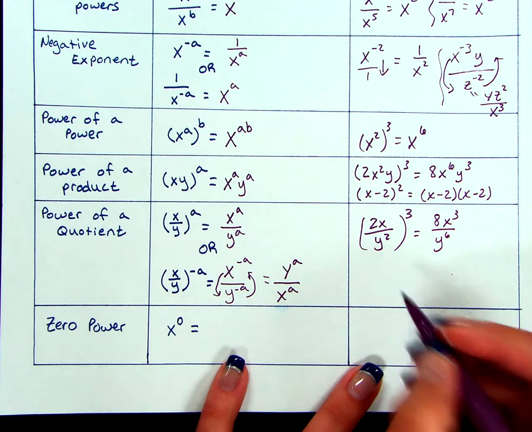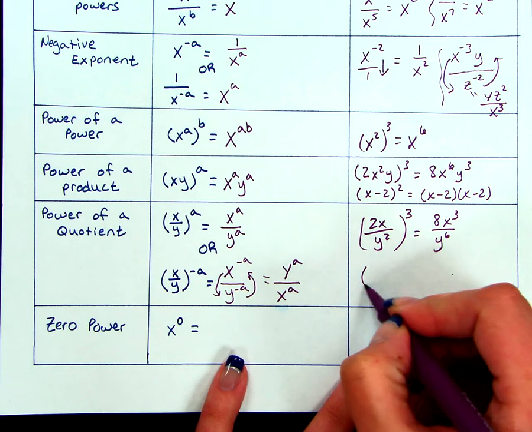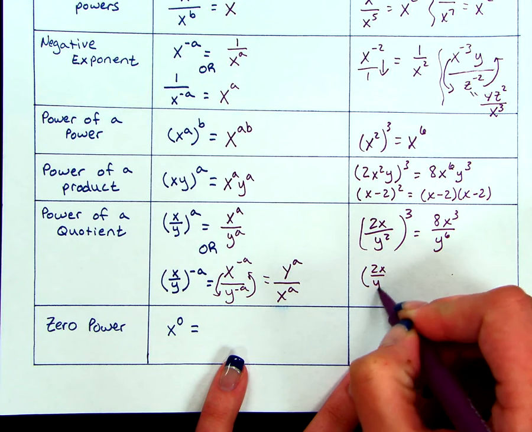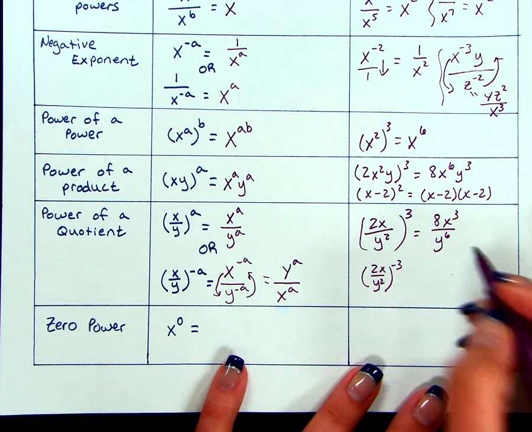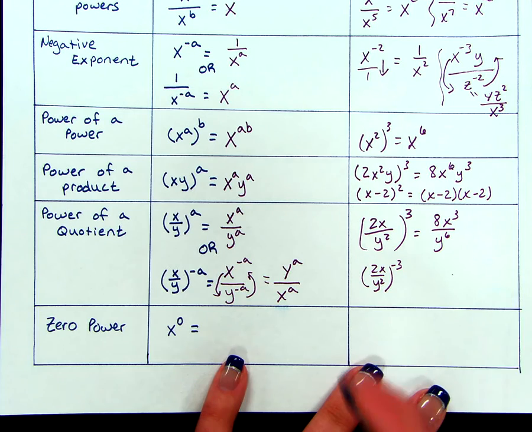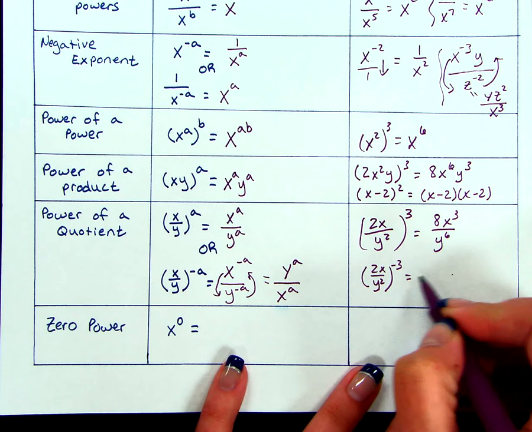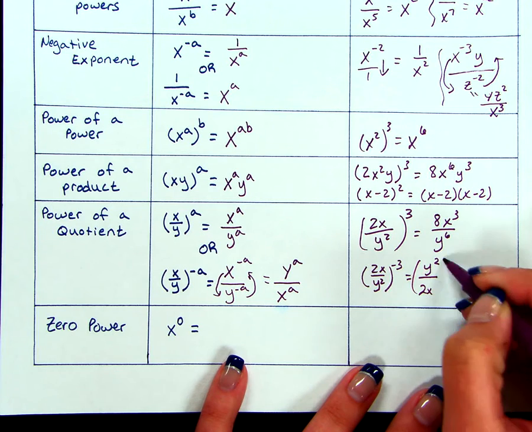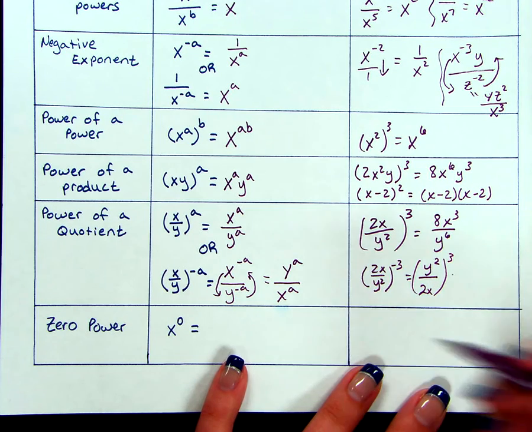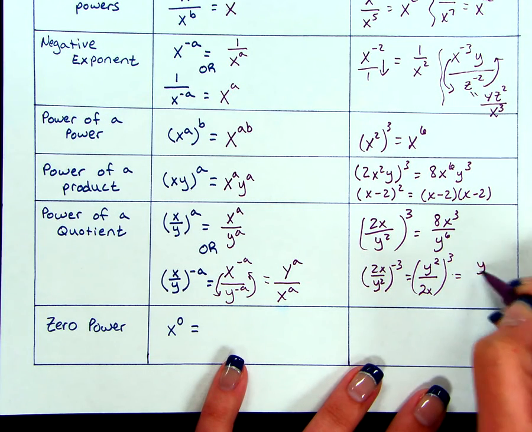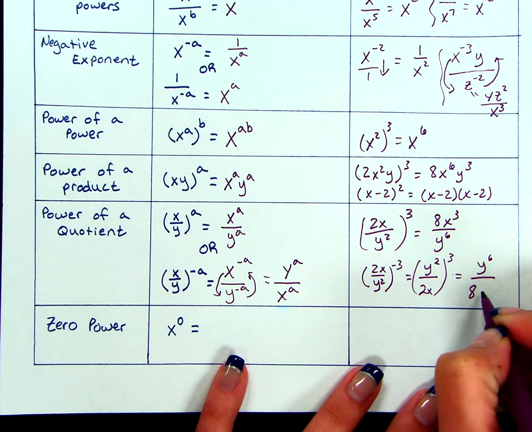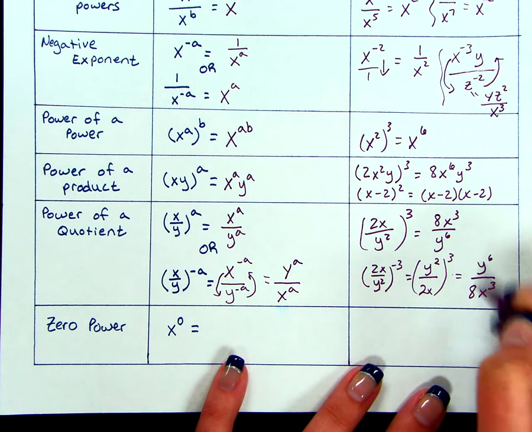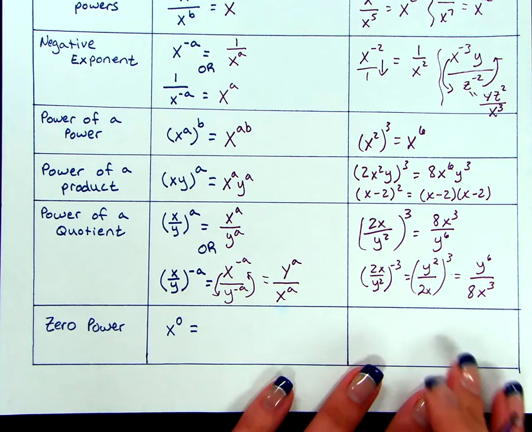And again, let's say we had 2x over y squared, to the negative 3. So to start with, I'm actually going to flip my numerator and denominator. So I'm going to rewrite it as y squared over 2x, now to the positive 3, and then we would distribute. So we would have y to the 6th power over 8 times x to the 3rd power, and that would be our final simplified answer.